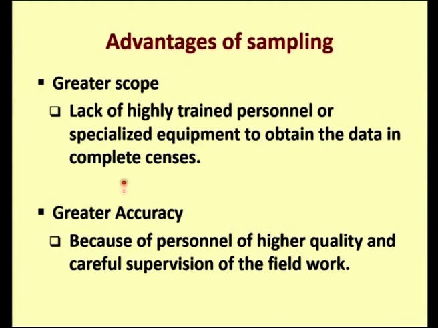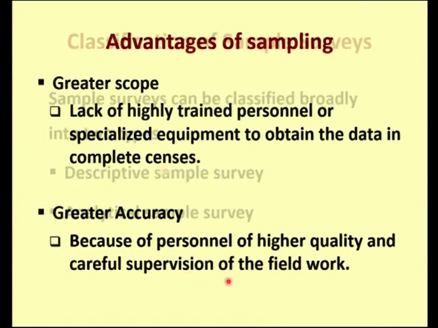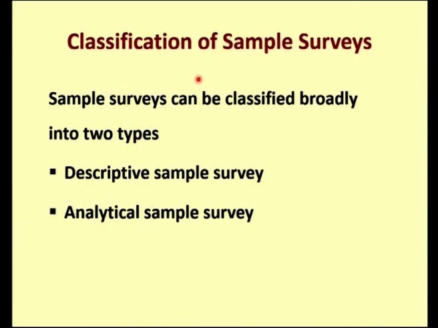These are the two main important advantages of sampling over a complete census or population study, and it has greater scope and greater accuracy. Greater scope, because of the lack of highly trained personnel or specialized equipment to obtain the data in a complete census, and greater accuracy, because personnel of higher quality and careful supervision are available in the field work. Now, what are the types of sample survey?